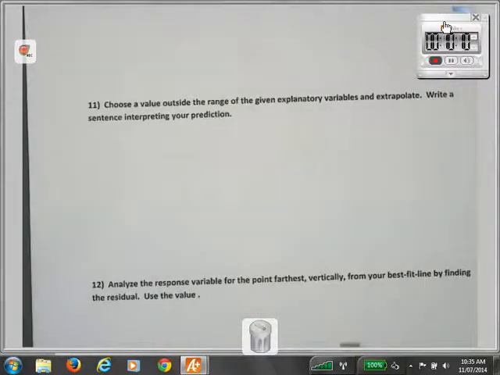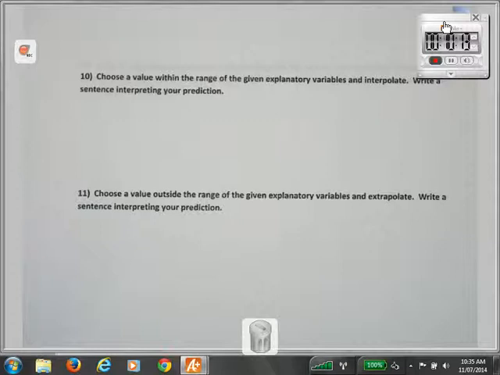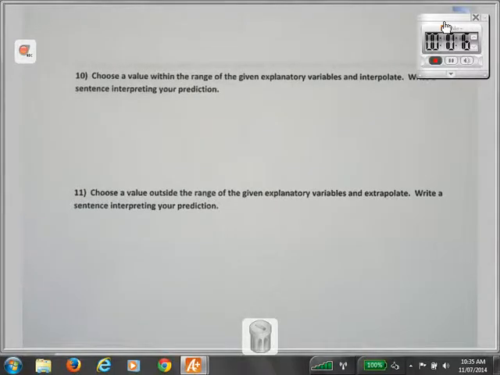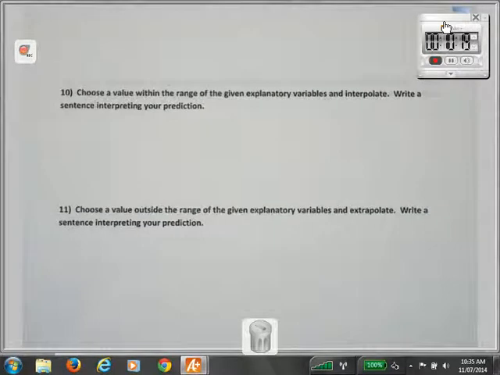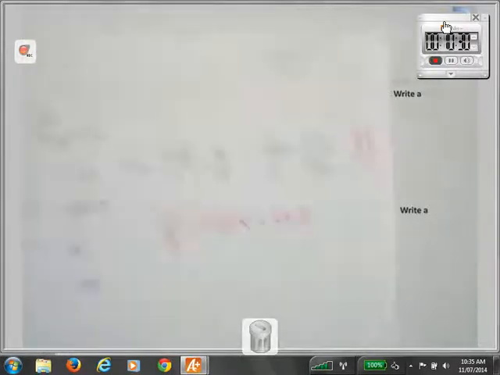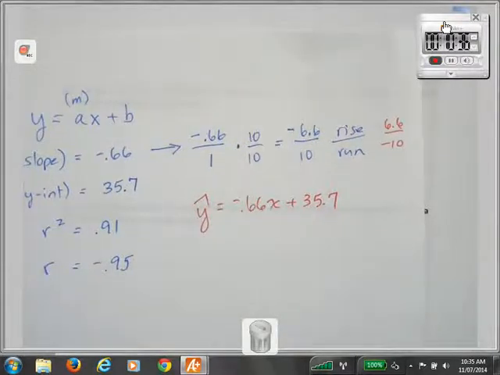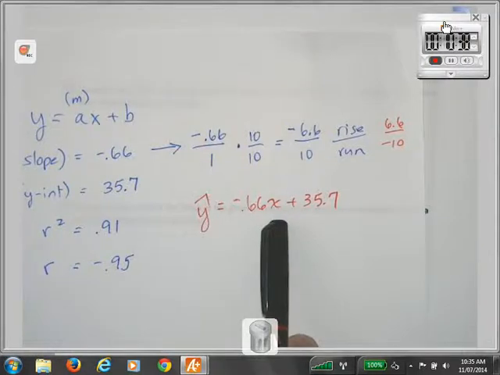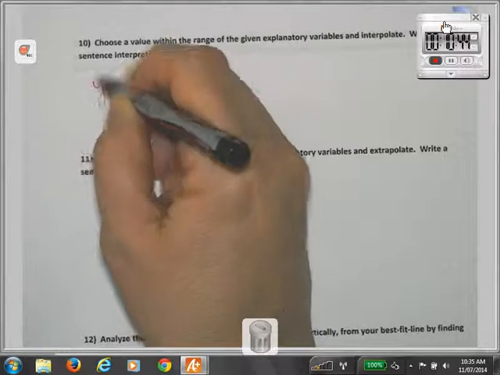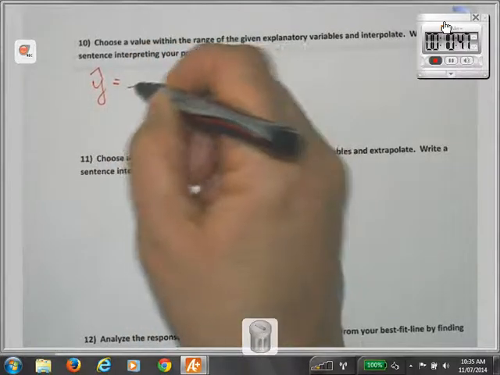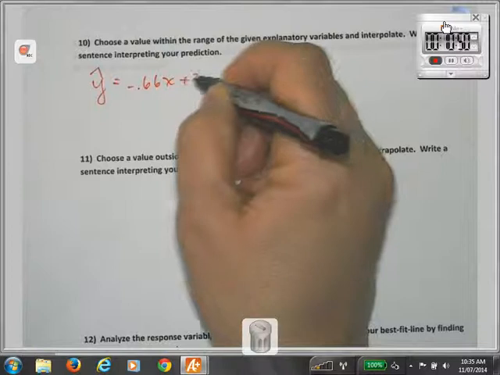Okay, number 10. Number 10 says we're going to choose a value within the range of the given explanatory variables and interpolate. Then we are going to write a sentence interpreting our prediction. Interpolating is a prediction. Remember when I told you that y hat is a prediction. That stands for we're predicting what y will be when there is a certain x that we choose. So we're going to be using this equation for the next couple of problems. So I'm going to write it again right here. y hat equals negative 0.66x plus 35.7.